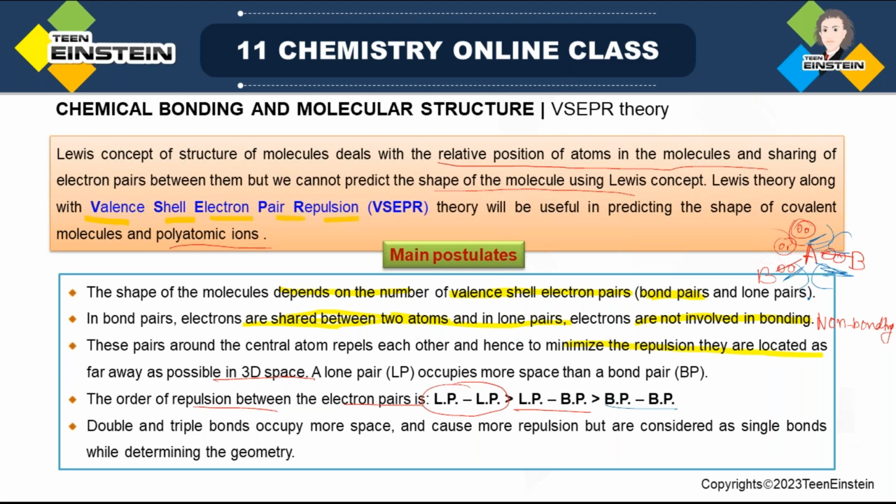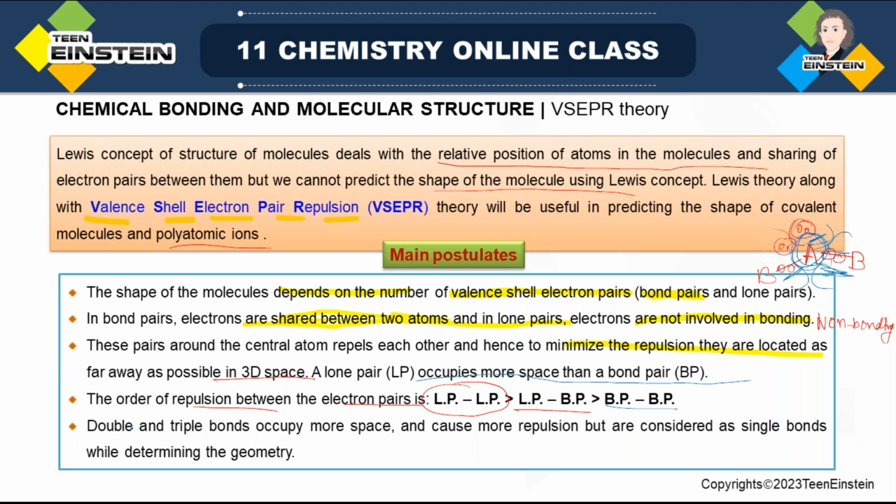Now based on these repulsions, these bond pairs and lone pairs will be arranged surrounding this A in a different way. But the purpose here is to minimize the repulsion as much as possible, because any molecule or any species always tries to reach the most stable arrangement. So they will try to minimize this repulsion as much as possible, and in doing so the final structure that will be reached will give you the idea about the shape of the molecule. Okay. So a lone pair occupies more space compared to a bond pair.